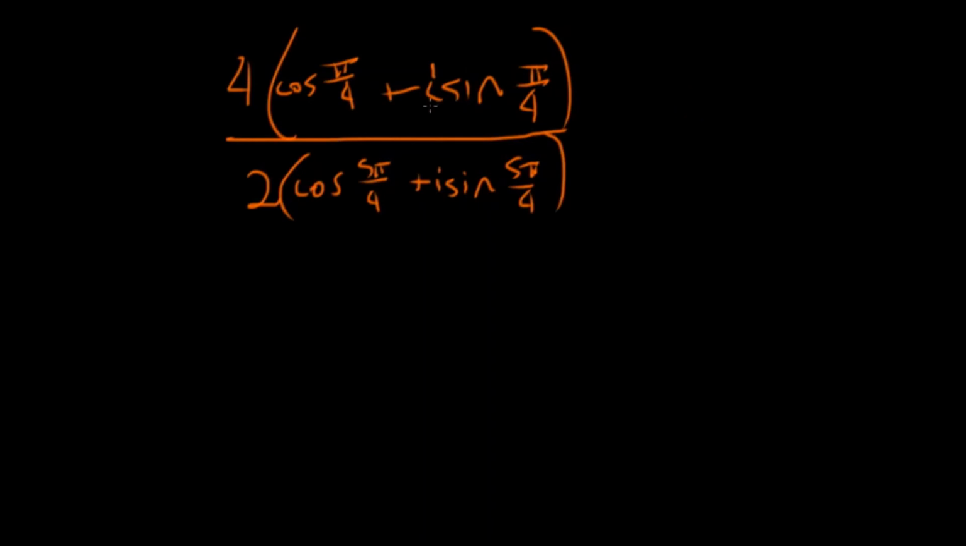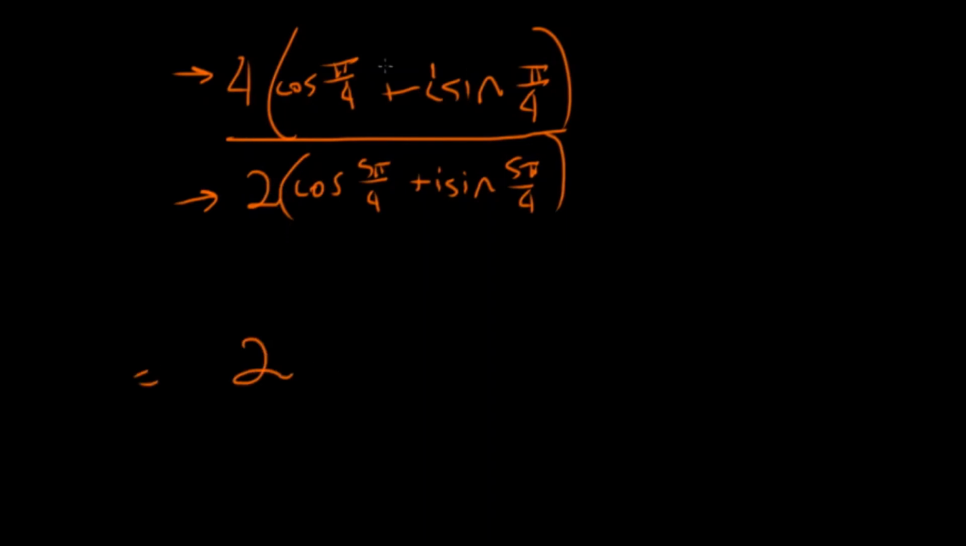I also don't need to convert to Cartesian. Rectangular. I need to stop saying Cartesian. But rectangular, I do not need to do that. All I need to do is take the quotient of the magnitudes. This thing says to dilate by 4. If I'm dividing, this thing says to dilate by 1/2. So all in all, we've dilated by 2 in total. 4 divided by 2.